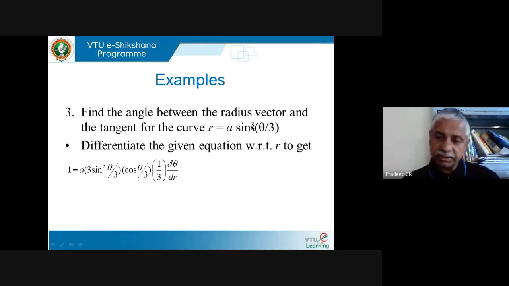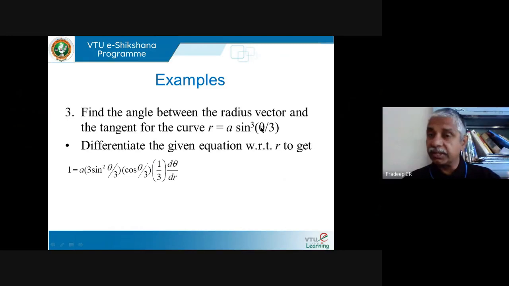So sine cube theta by 3 gives 3 sine squared theta by 3. That's the first term I write. Then I have to differentiate sine theta by 3. I'll get cos theta by 3 into the derivative of theta by 3, which is 1 by 3 into d theta by dr. I hope you understand how to solve these kinds of problems. Basically it's the chain rule, which you must have done in your class 11. There you may not have used theta and r, you may have used y and x. If you want to understand that this is the same as what you had done before, you think of this as sine cube x by 3.